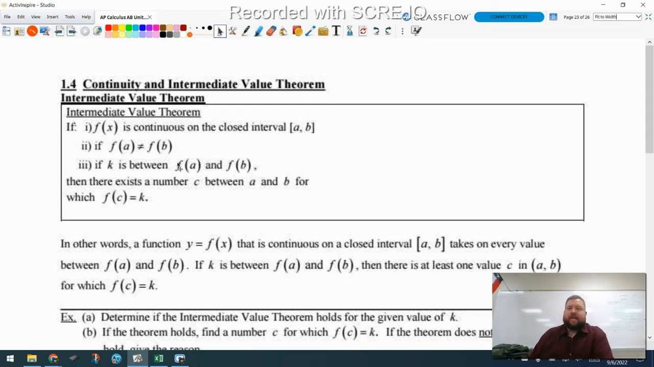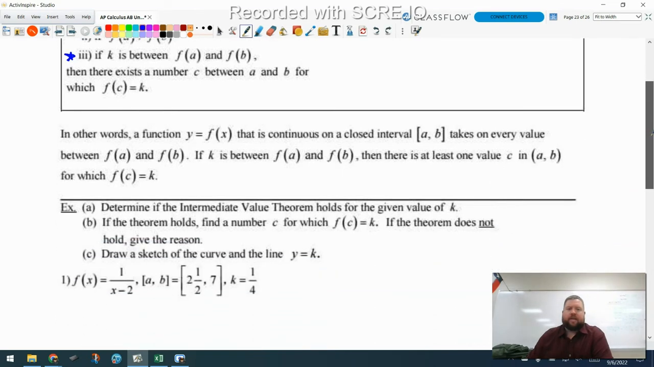All right, so we drew out the graph last time. So the conditions that we have to state are, number one, f of x is continuous on the closed interval, and number three here, that k is between f of a and f of b. Okay, and f of a and f of b, we're just going to find those values, and number two is they can't be equal to each other, but that's going to automatically happen when we show that k is between them. So we don't have to worry about number two being a specific thing we have to find.